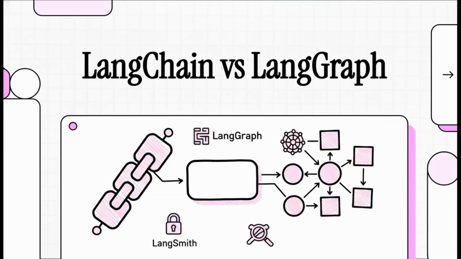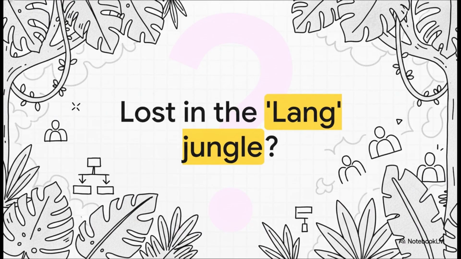All right, let's dive into the Lang ecosystem. If you've heard the names LangChain, LangGraph, and LangSmith thrown around, and it all feels a bit jumbled, don't worry. We're about to make it all make sense. So if you've ever felt like you're trying to find your way through a dense jungle of new AI terms, well, you're not alone, and you're in exactly the right place. Today, we're drawing a nice, clear map to guide you through it all.